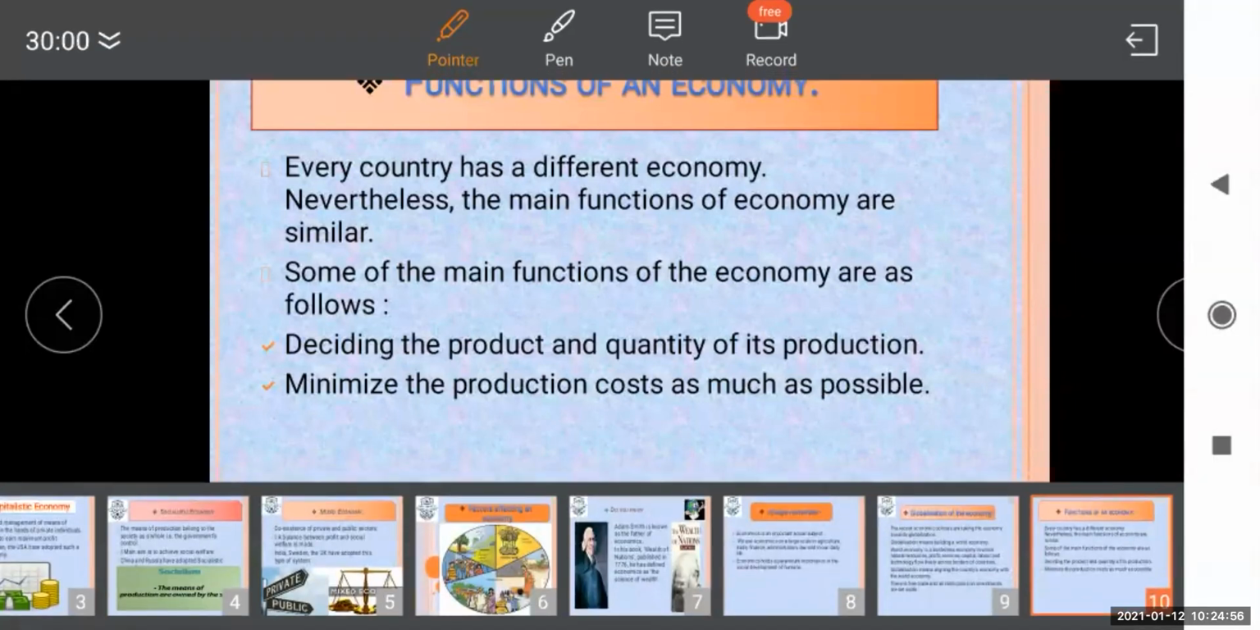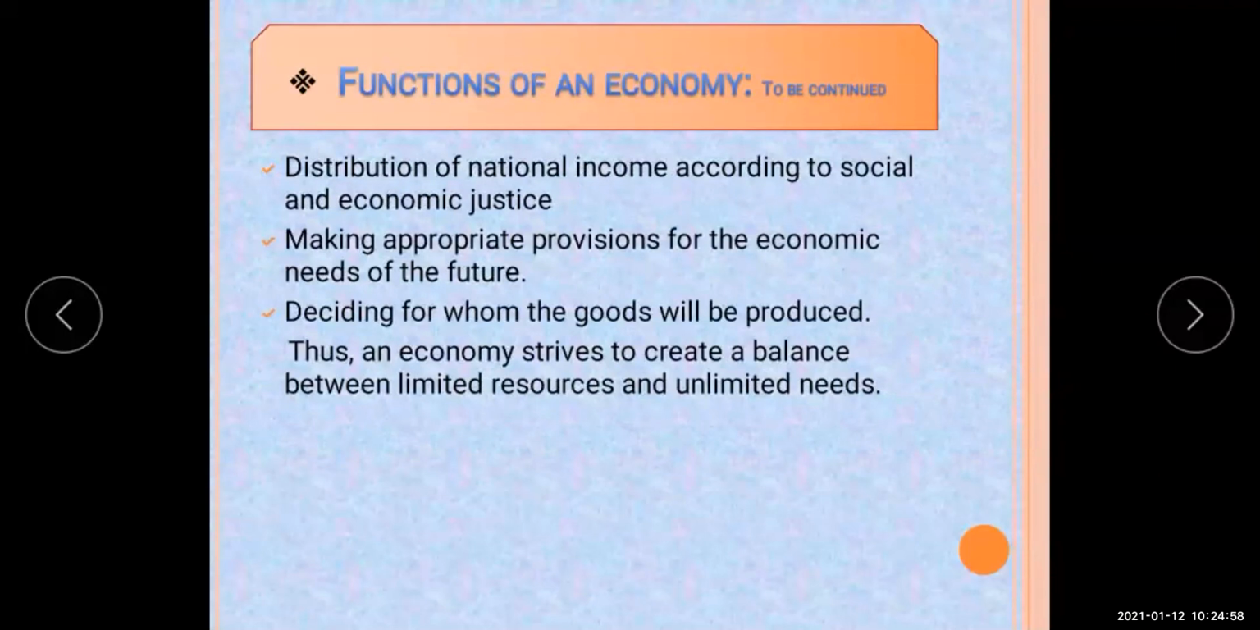Next, the third point: distribution of national income according to social and economic justice. In a country, it should not be that poor people stay poorer and rich people get richer for life. This should not be happening. There should be some justice in society. Everyone should get the opportunity to develop their life.